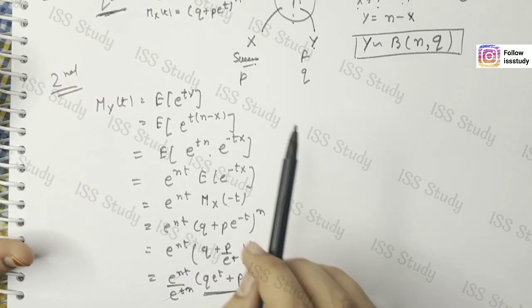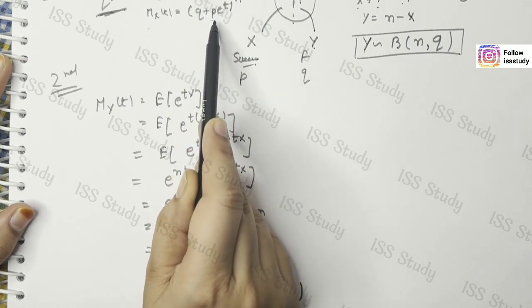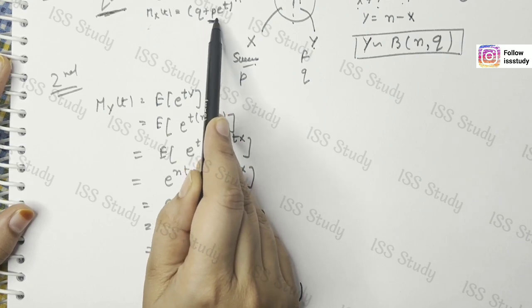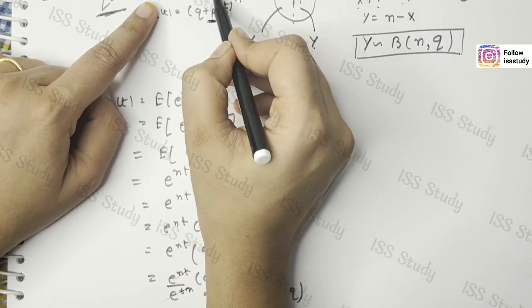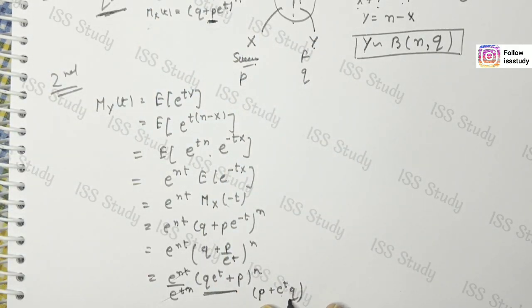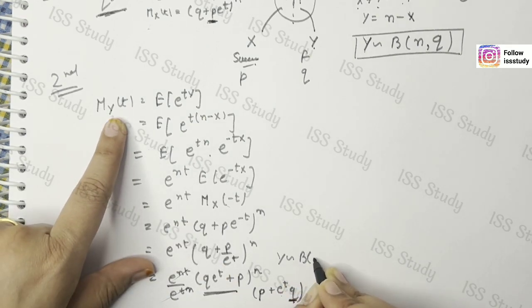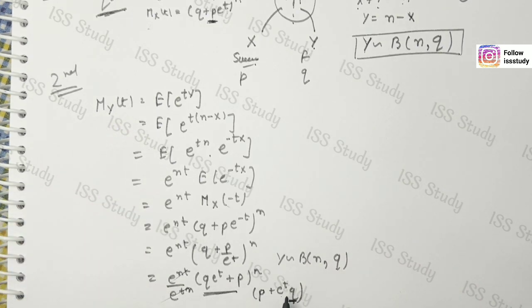So if you compare it, because this is the MGF of x, we have q plus p e to the power t, so whatever is along with this e to the power t is the probability of success. That means it should be put in this notation of binomial distribution. Similarly, along with this e, this time we are having q. So Y will follow binomial distribution with parameters n and q. This time we have to take q, because with this e to the power t we are having q. So these are two different methods. You can use any of them which you like and which seems easy to you, right?